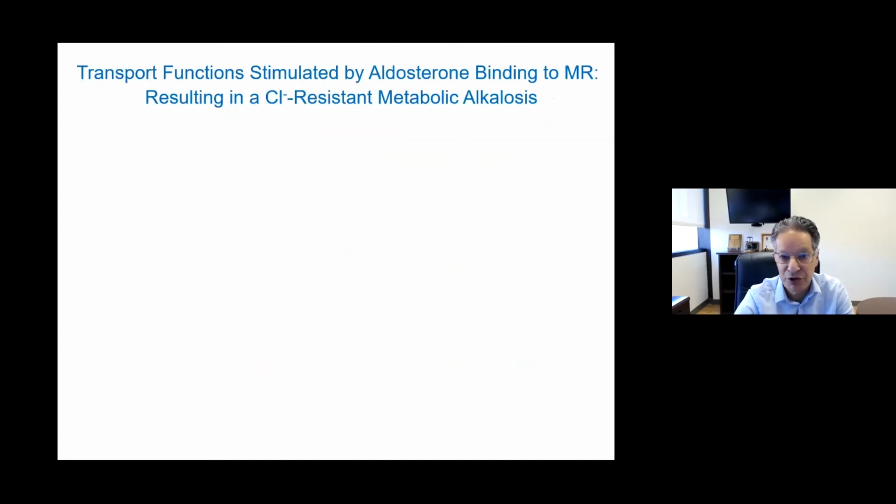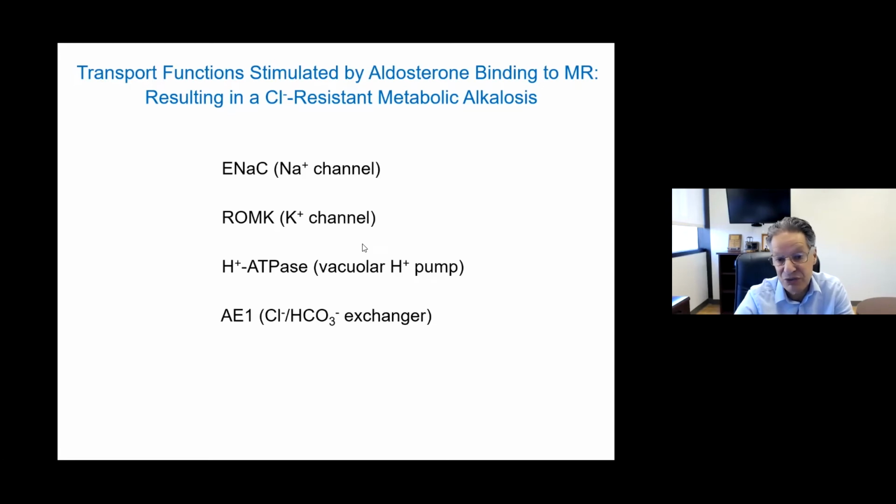So what are the transport functions stimulated by aldosterone? Again, another way of asking it is what transport genes in the nephron have aldosterone with its receptor bound to their promoter regions. And these are some of the transporters. I didn't put all of them for simplicity reasons, but ENaC, the sodium channel, we'll talk about it a little bit, the ROMK potassium channel, the vacuolar proton pump, and the anion exchanger A1. It's because aldosterone stimulates the expression of all these proteins that you end up with a chloride-resistant metabolic alkalosis with hypokalemia.